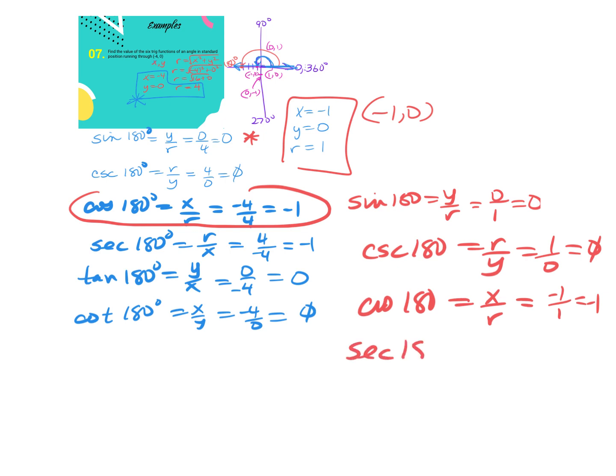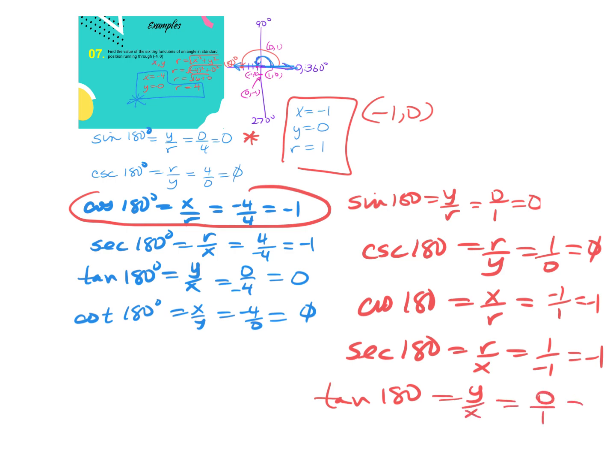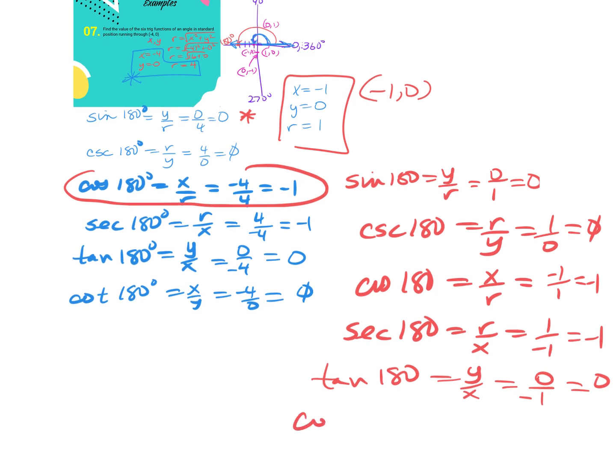Secant, the same thing's going to happen. r over x, 1 over -1, -1 as well. And then tangent, y over x, 0 over 1, which is 0. And then cotangent, flip it, -1 over 0, undefined. All the same answers I got.